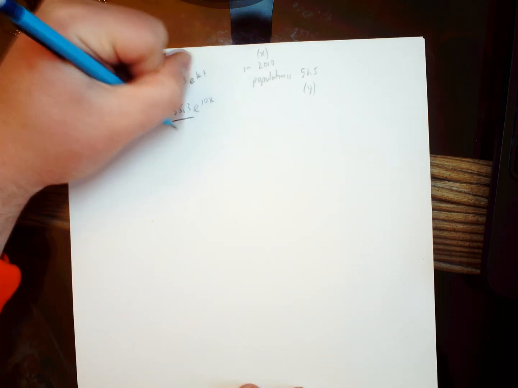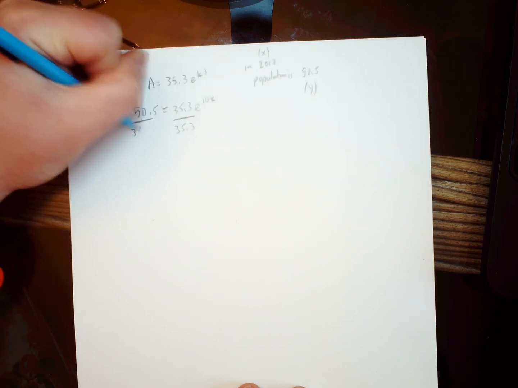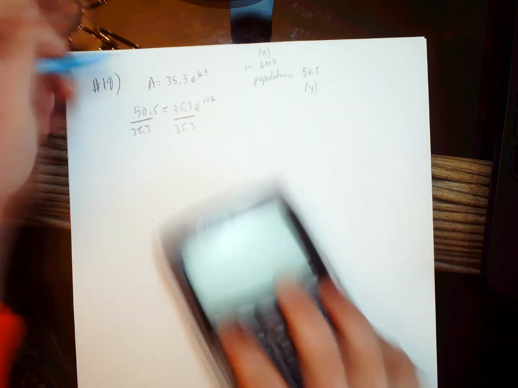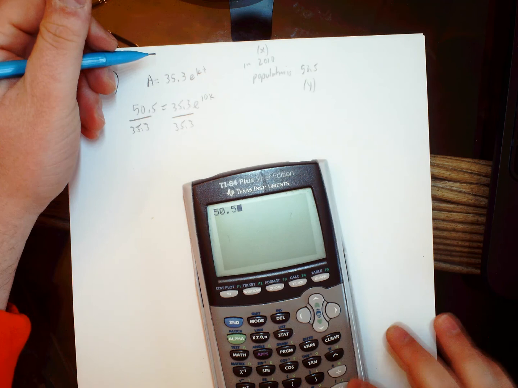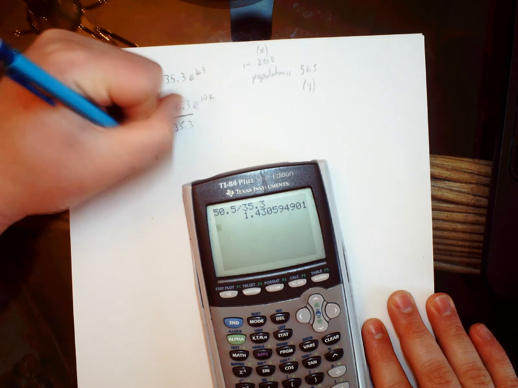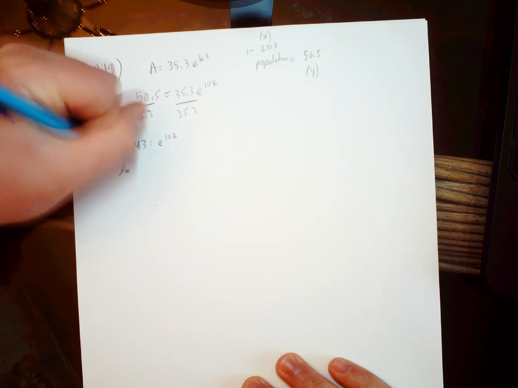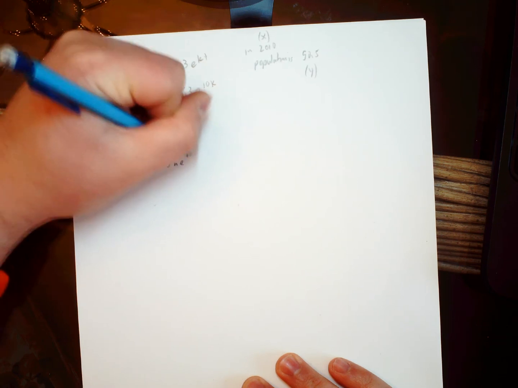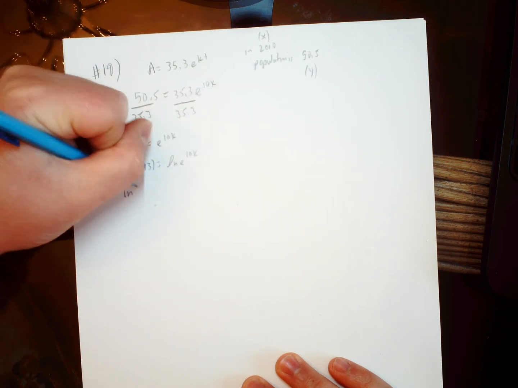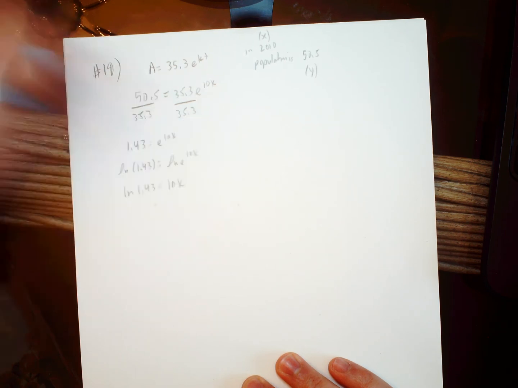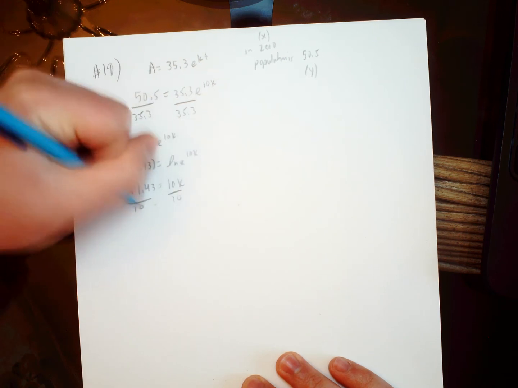Now I'm going to divide both sides by 35.3. If you do 50.5 divided by 35.3, we got 1.43 equals e to the 10k. From this point, you're just going to ln both sides, which gives ln of 1.43 equals 10k, divided by 10, divided by 10.